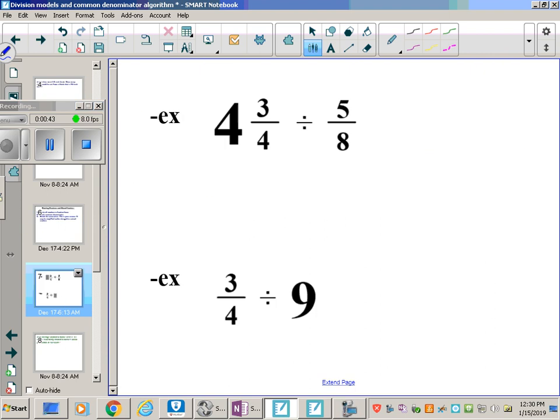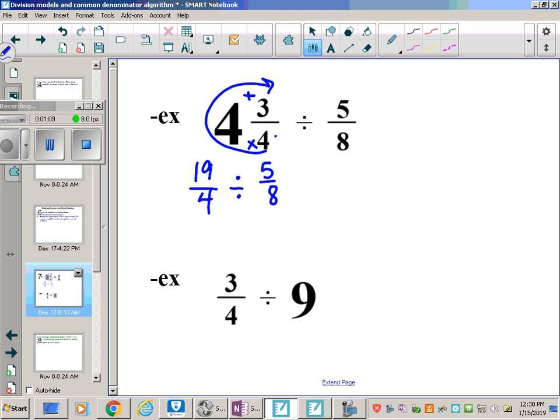So our first problem, 4 3/4 divided by 5/8. Step 1 is to change everything to fraction form. So 4 3/4 is going to be 19/4. And remember how we get that. 4 times 4 is 16, plus 3 is 19. So that's where we get the 19 from. And then our 4 comes from our denominator of 4. So 19/4 divided by 5/8.